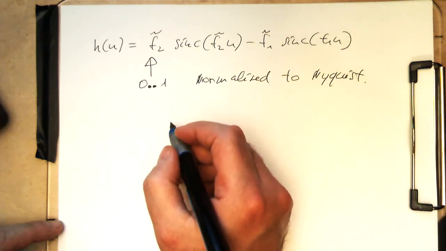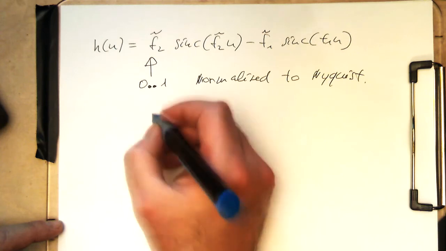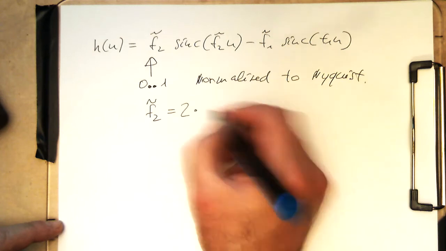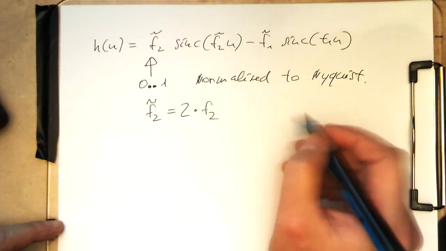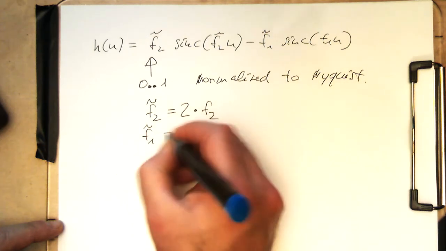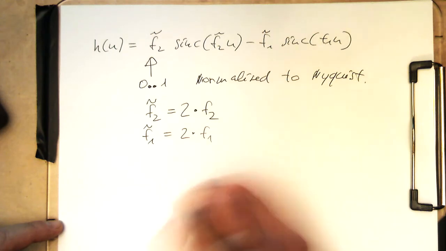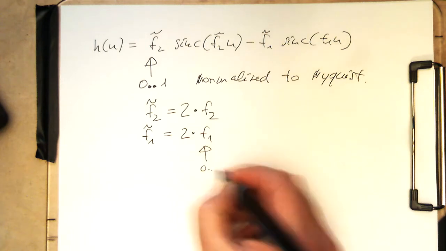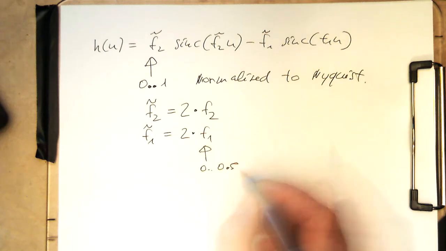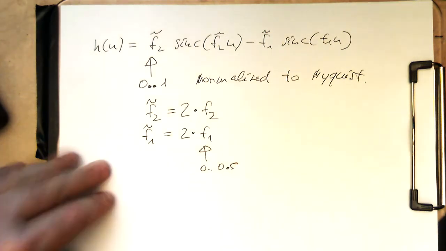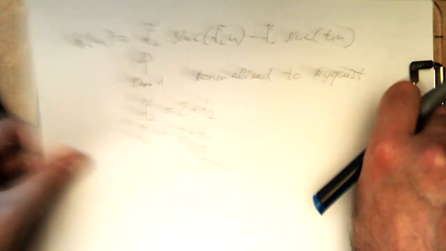So therefore our f2 tilde is simply 2 times f2 with our normalized frequencies here, and f1 here. So that one here runs from 0 to 0.5, and that one here from 0 to 1. And so, okay, let's continue, just finish up with the remaining filter responses here.